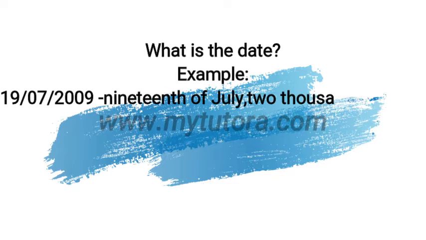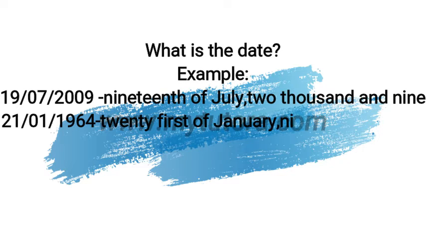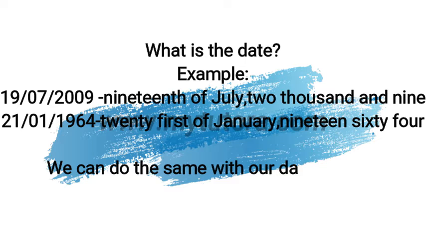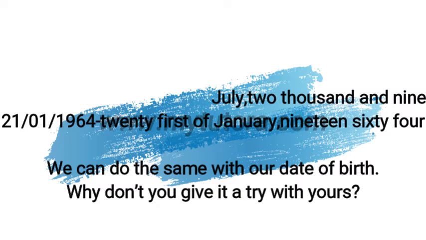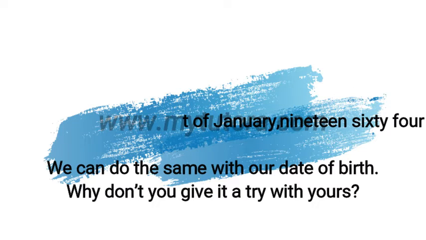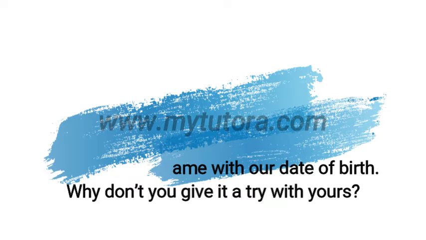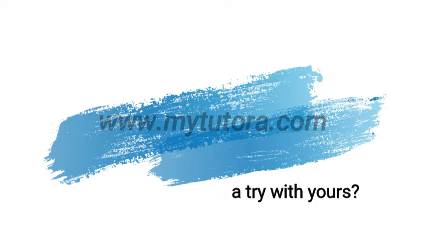What is the date? Example is 19/07/2009. We will pronounce it as 19th of July two thousand and nine. If we have 21/01/1964, we will say 21st of January nineteen sixty-four. We can do the same with our date of birth. Why don't you give it a try with yours?